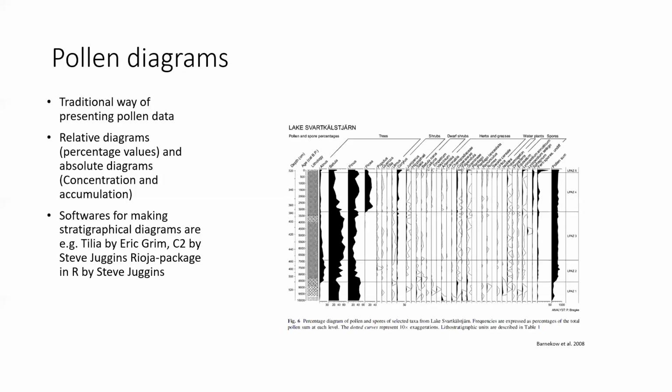There's also this new rioja package in R that can be used to make pollen diagrams. Because for example, Tilia and C2 have only limited access without a license fee, but in R, everyone can use it and it's free. So it's a good and welcome development. So then if we look more closely at the pollen diagram, what are the parts in it? First of all, there's the depth, and then there's the age.